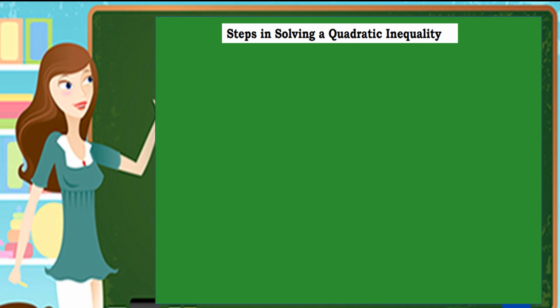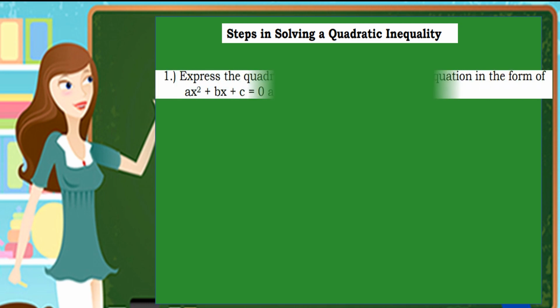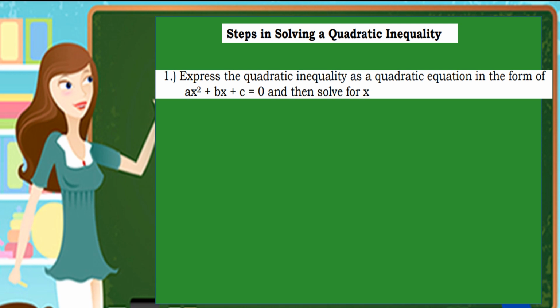So let us proceed to our next objective. This is how we solve quadratic inequality. There are steps in solving quadratic inequality, and here are the steps. Number 1 is to express the quadratic inequality as the quadratic equation in the form of ax squared plus bx plus c equals 0, then solve for the value of x.